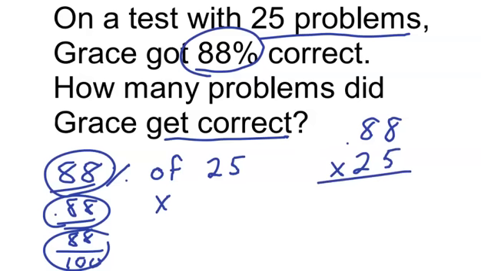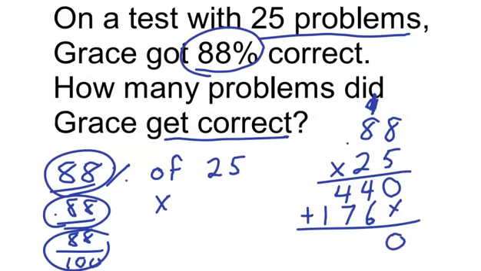Okay, 5 times 8 is 40, plus 4 more is 44. And then we're going to put the little x here. 2 times 8 is 16, plus 1 more is 17. Then we add this up. We have 0. 6 plus 4 is 10. So 7 plus 4 is 11, plus 1 more is 12. And then carry the 1, and then we have a 2. Then we have to move the decimal over 2 places.